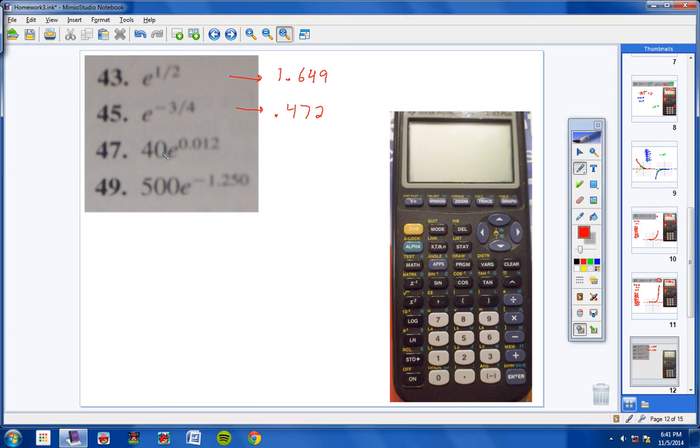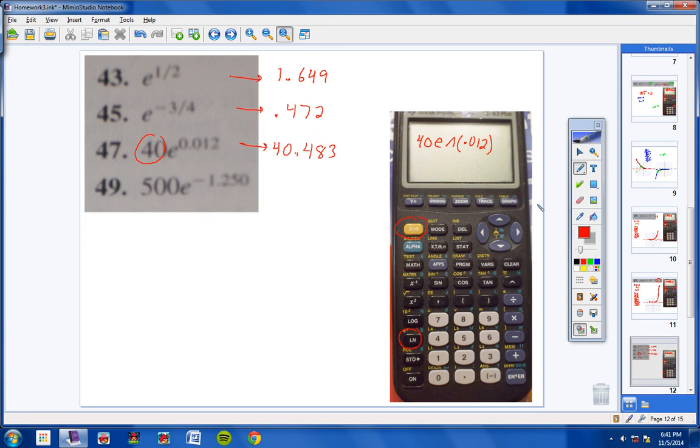Number 47. We're going to type in 40 first, and then hit second, and then this button here, and your E will pop up with an arrow in a parentheses, and then type in 0.012 and close the parentheses. Let me do that real quick here. 40 second E, 0.012, enter, and I'm getting 40.483. And I think that's the right answer. Yes, it is. Very good.